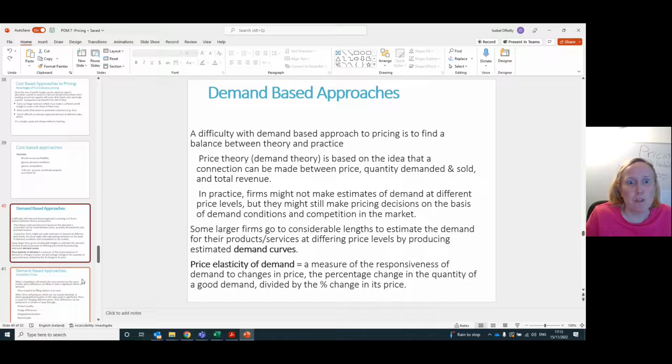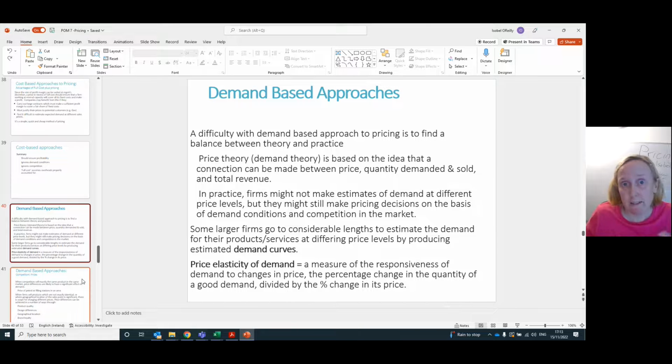Now, demand-based approaches. So a difficulty with the demand-based approach is to find a balance between theory and practice. So price theory or demand theory is based on the idea that a connection can be made between price, quantity demanded and sold, and total revenue. In practice, firms might not make estimates of demand at different price levels, but they might still make pricing decisions on the basis of demand conditions, broadly speaking, and the competition in the market. Some larger firms go to considerable lengths to estimate the demand for their products or services at different price levels by producing estimated demand curves. So again, the mobile phone industry would be a classic.